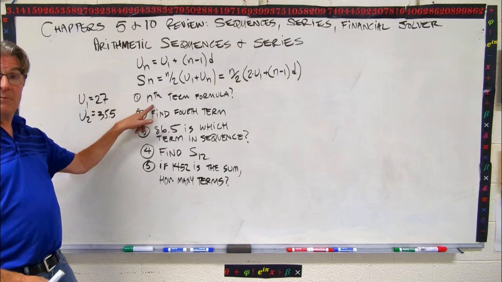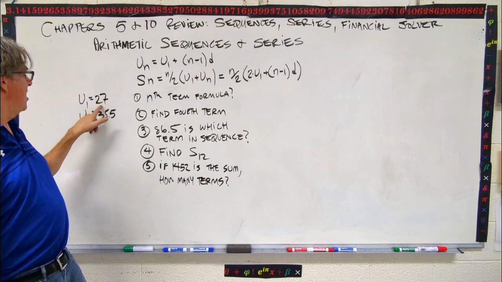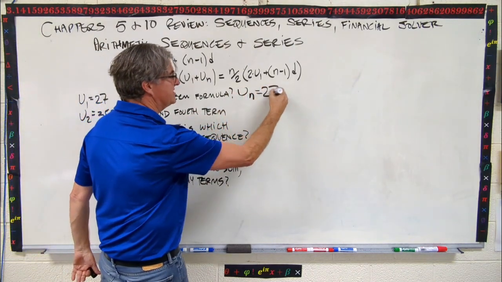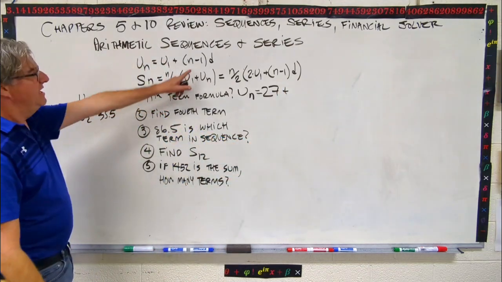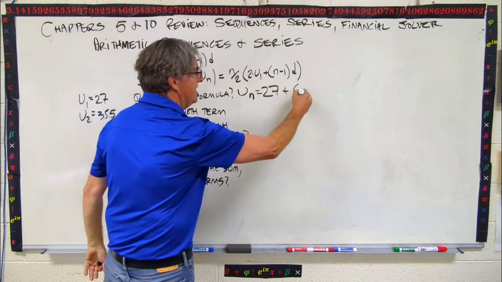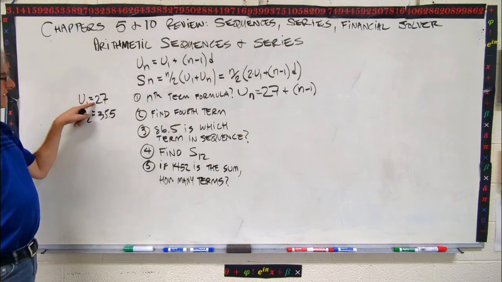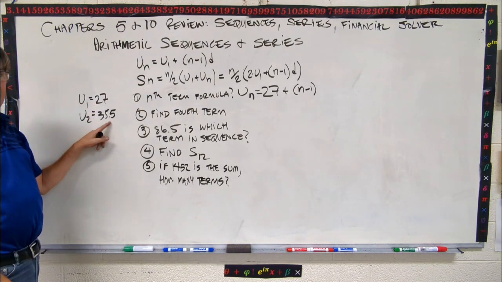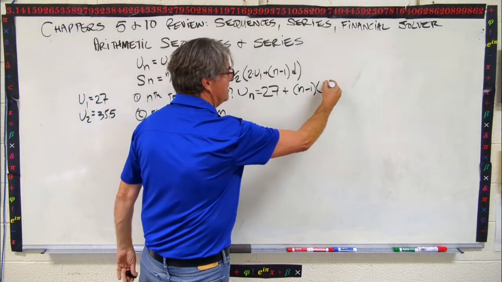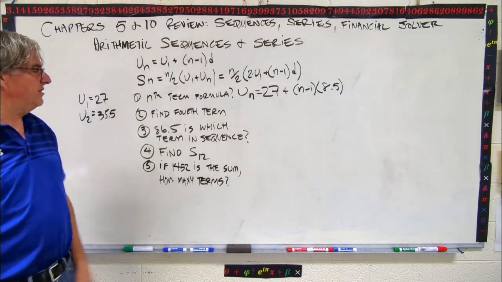Okay, nth term formula. Check it out. We need to know the first term, which we know. So un is going to be the first term, which is 27, plus n minus 1. Now, this is the nth term formula, so we don't plug in any numbers. We just do n minus 1 times d. And what's our d? Getting from 27 to 35.5, we're adding 8.5. So this is just n minus 1 times 8.5. Okay? Pretty straightforward. That's the nth term formula.